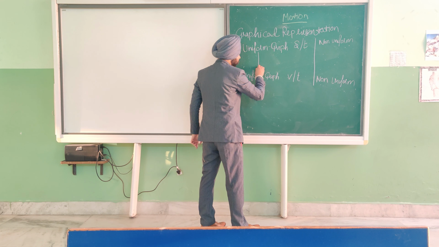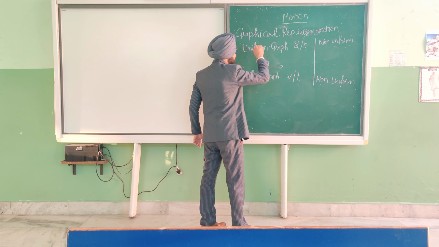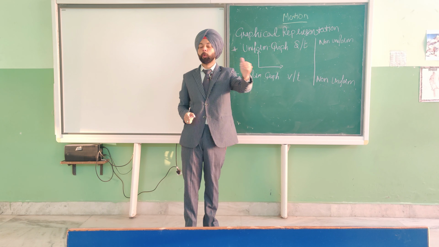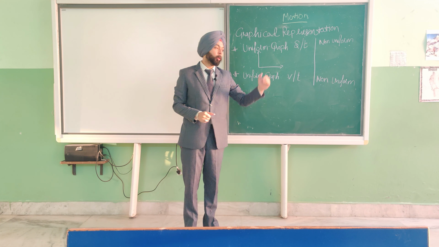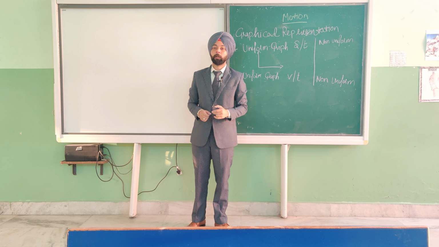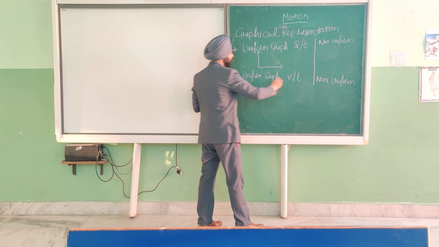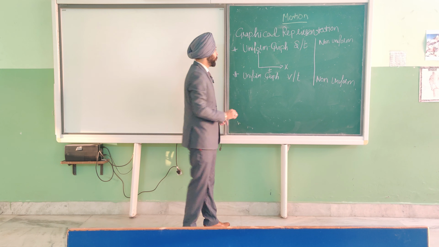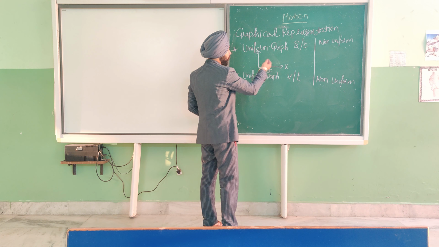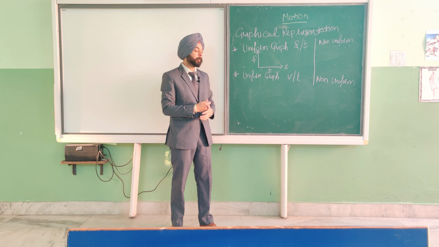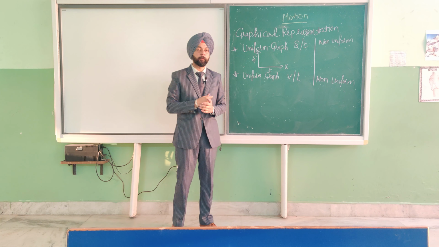Any graph with respect to time: suppose there is distance time, speed time, velocity time, or acceleration time. Time is always on the x-axis. And if I talk about distance time, distance is on the y-axis. If I talk about velocity time, velocity is on the y-axis.